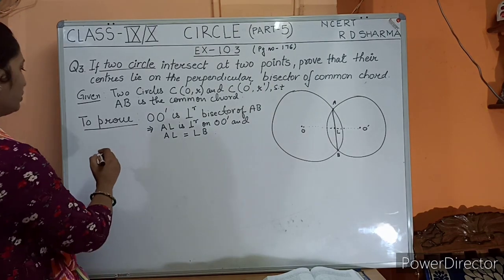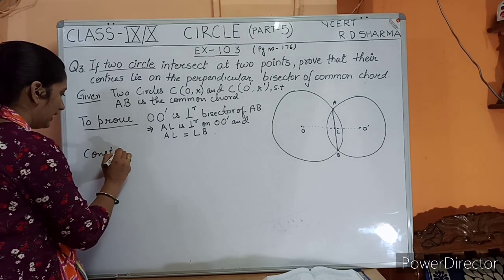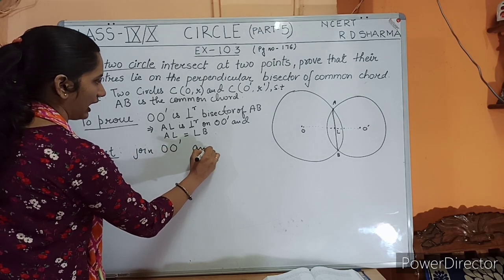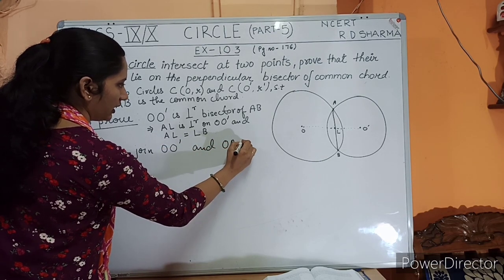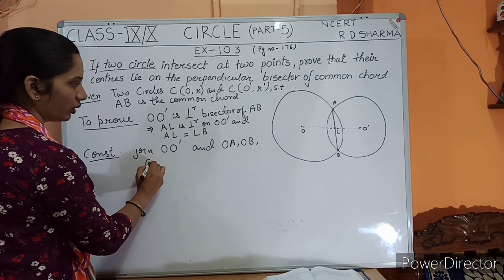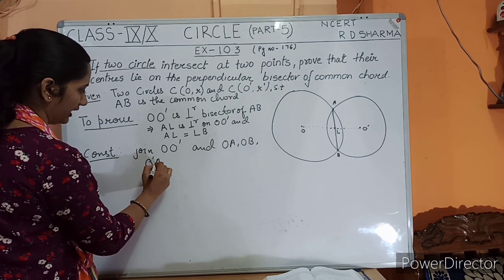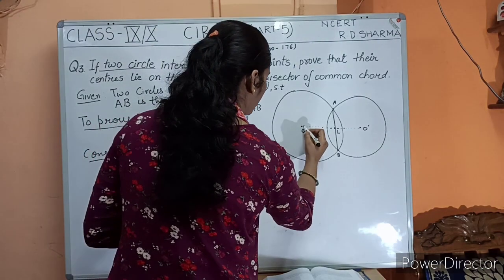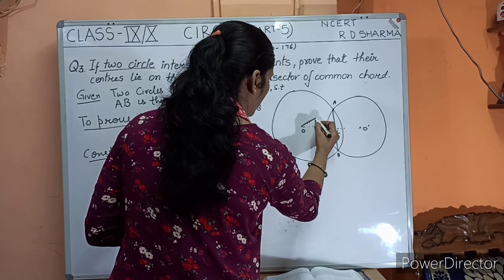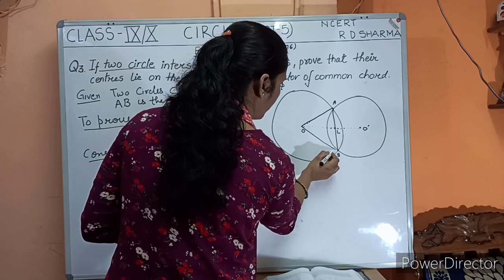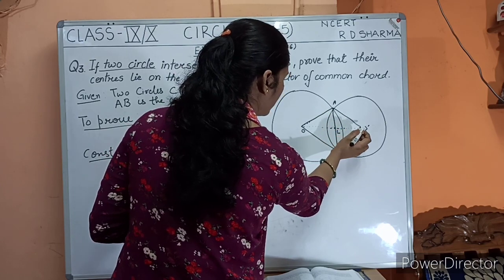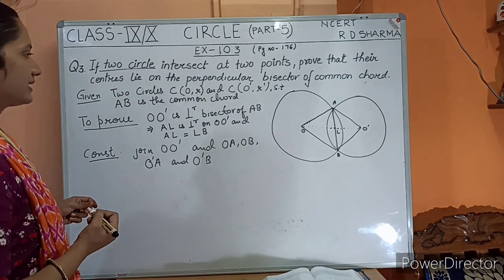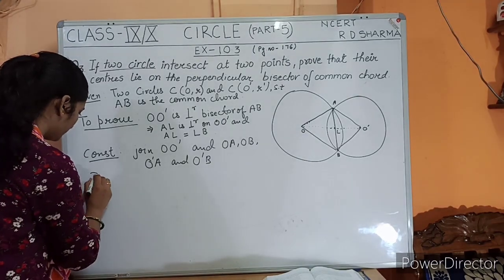Okay. So now the construction part. In construction you need to write join OA, OB, O dash A and O dash B. So let us join these points, O और A को, O और B, O dash A and O dash B. So we have joined. Now let's see the proving part.